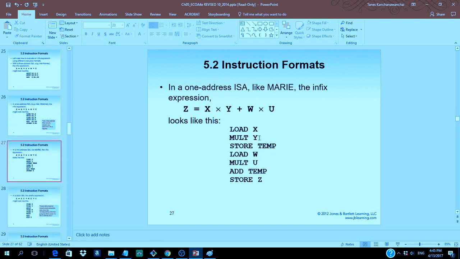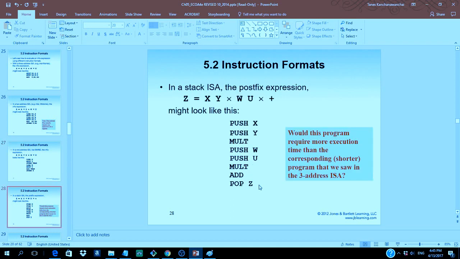And this is like a MARIE one. To do this, you have to load X into AC. You rely on the AC accumulator, right? And then multiply Y to AC, store AC to temp, right? And then load W to AC, multiply U to AC, and store, and then add to temp, right? Add temp to AC, right? And then store Z. All right, so that's MARIE.